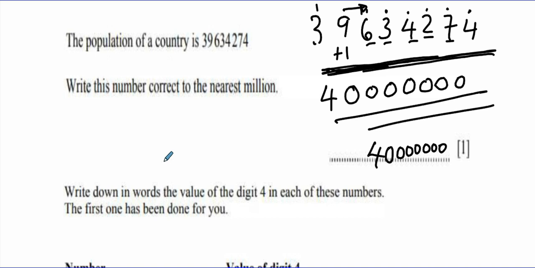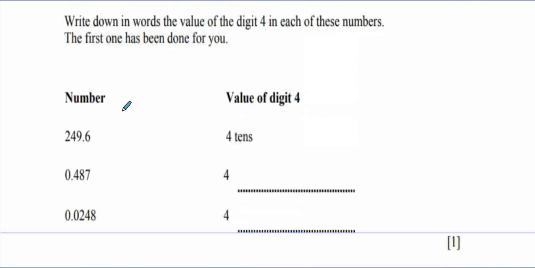Okay, write down in words. Write down in words the value of the digit 4 in each of these numbers. Again, the value, not the place value, the value of the digit 4 in each of those numbers. The first one has been done for you.